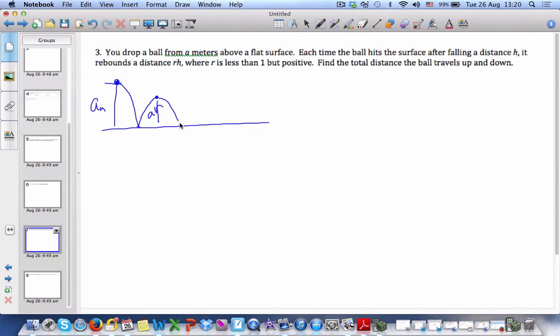And then goes down and bounces up. Goes down and bounces. And theoretically infinite many times. Ar squared here. And ar cubed. That distance there. Okay, I'll write that here. Cool. Alright, now we are trying to find a sum, the total distance.